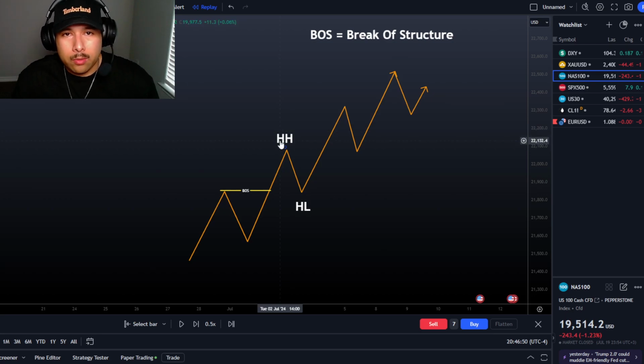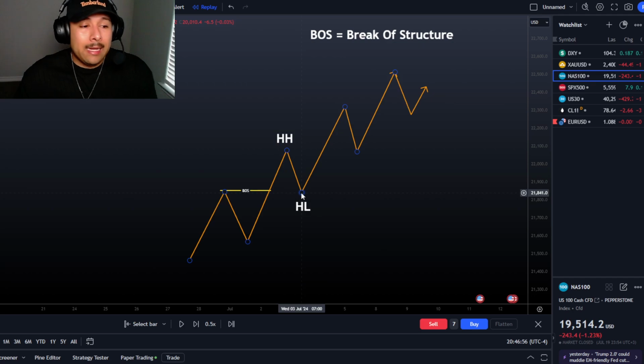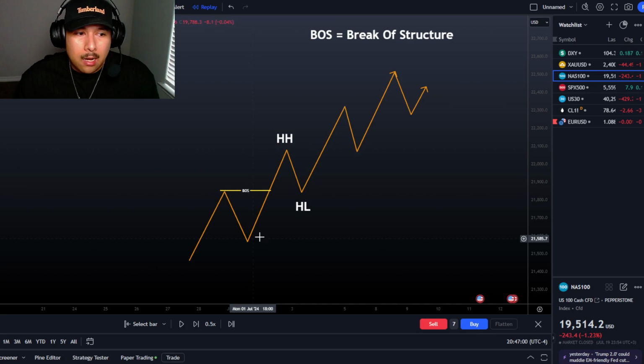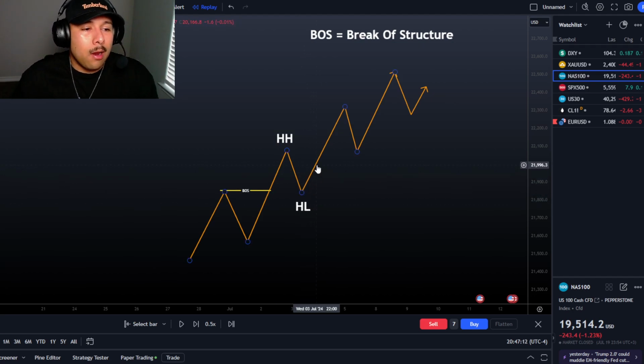Once a higher high has been created, we can expect a retracement, also known as a pullback, to any level in between this higher high and this previous higher low. Once price reaches an area of interest where buyers, investors, or banks are looking to buy, they will place all their orders and drive the price upwards.